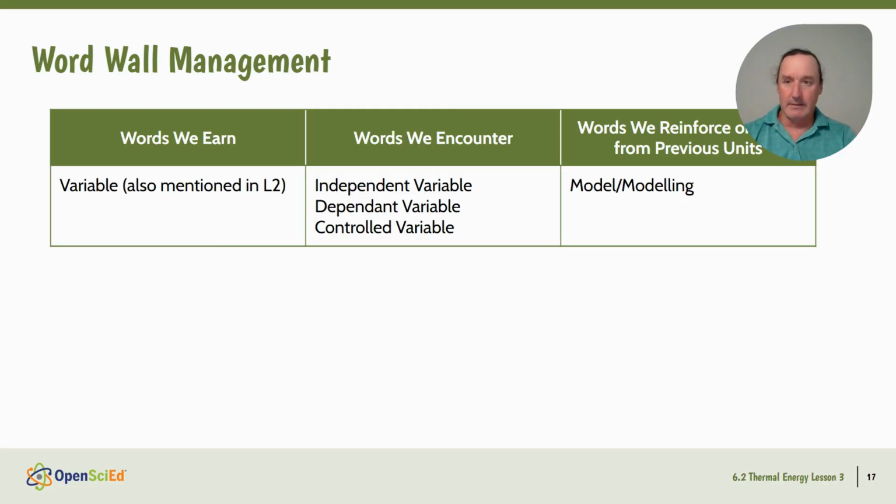Little thoughts about words. There's a lot of them in this lesson, but there's only one we're going to add to the word wall, and that's variable. It's also mentioned in lesson 2, so we've experienced it a couple times. We do talk about independent variable, dependent variable, and controlled variables, but they don't really know how to use them very well yet. They just identified it for this one lab with a lid. And so waiting a little while before they have a better understanding before adding them to our word wall is usually a good moment, and it lets them put them in that category of words we earned as opposed to words that we encountered.